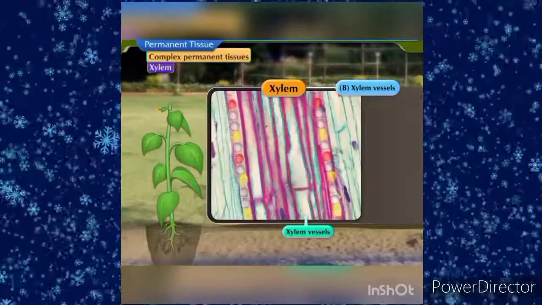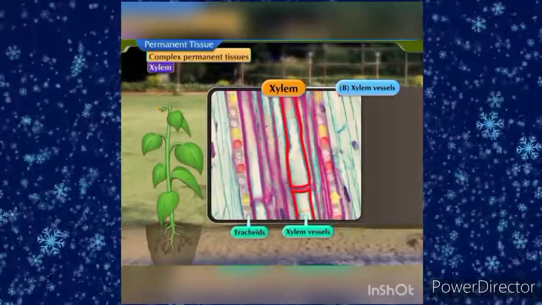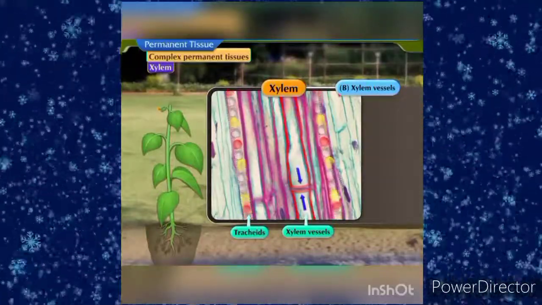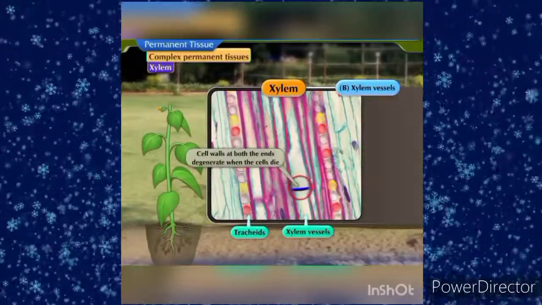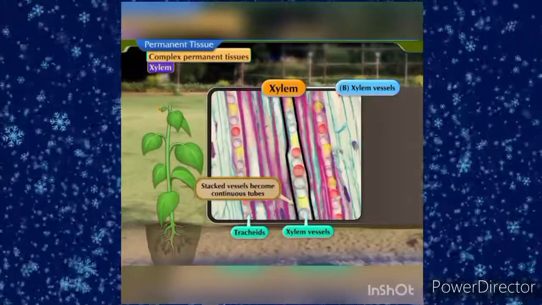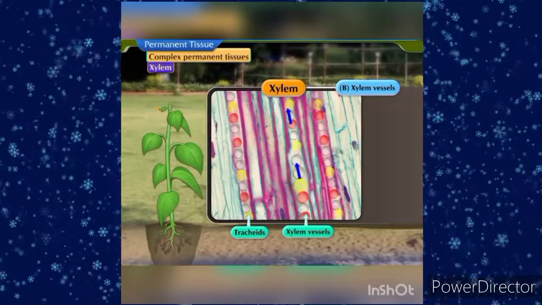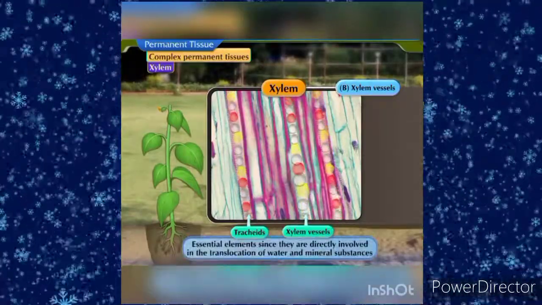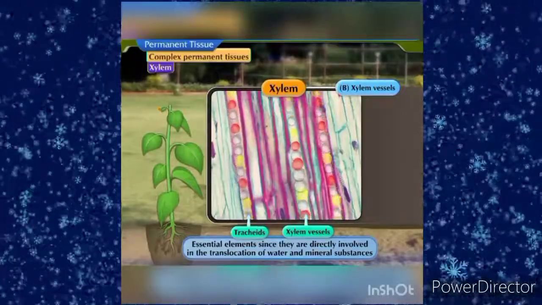Xylem vessels. These are tubular structures and are much wider than tracheids. They are arranged end to end and on top of one another like a pipeline. The cell walls at both the ends degenerate when the cells die. As a result, stacked vessels become continuous tubes. This allows free flow of water and minerals in vertical direction. Tracheids and xylem vessels are essential elements since they are directly involved in the translocation of water and mineral substances.